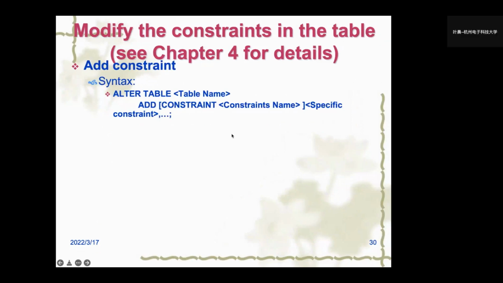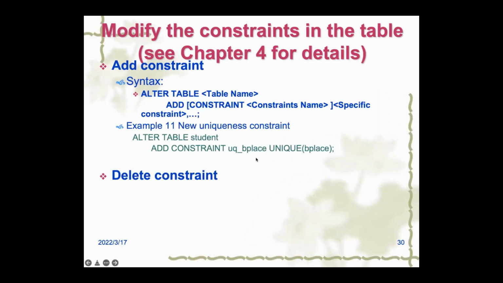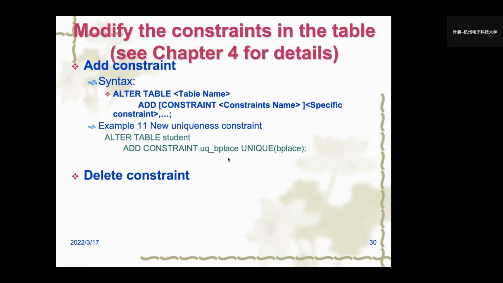And here we also give a simple introduction about modifying constraints in the table, and we will introduce it in chapter 4 for details. For adding a constraint, we can use ALTER TABLE and ADD CONSTRAINT, and we add the constraint name, and we need to specify the detailed information of a constraint.